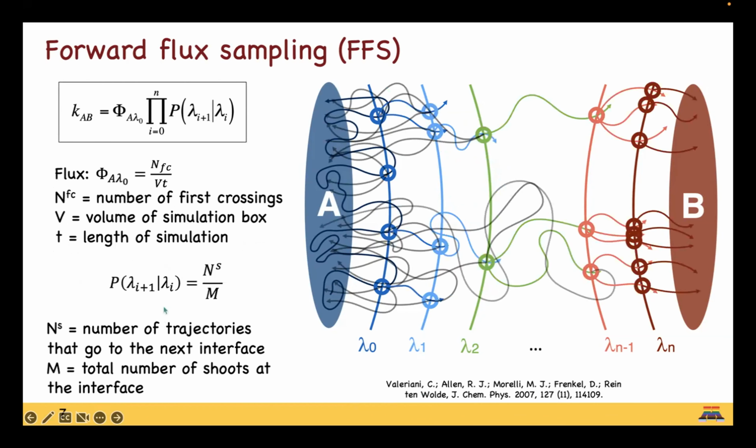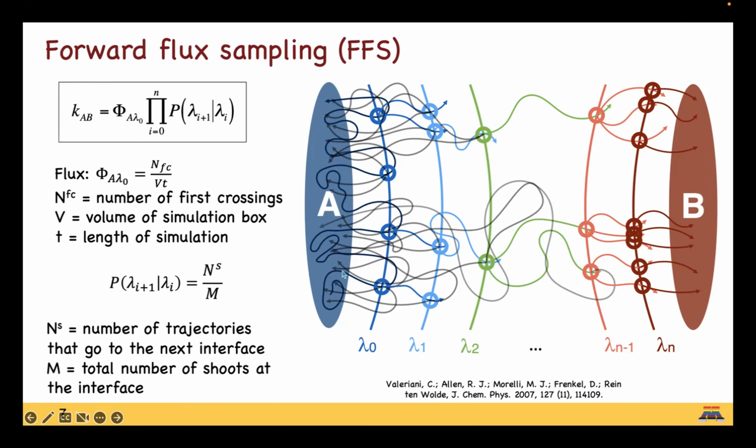And then the second term, of course, is this probability of going to the next interface starting from the previous one. And the way you calculate it is simply by taking the ratio between the number of successful crossings you get over all the simulations that you do at a given interface. So if I were to shoot 100 simulations here total from, let's say, interface 2, and 50 cross to interface 3, then that'll be 50 over 100.